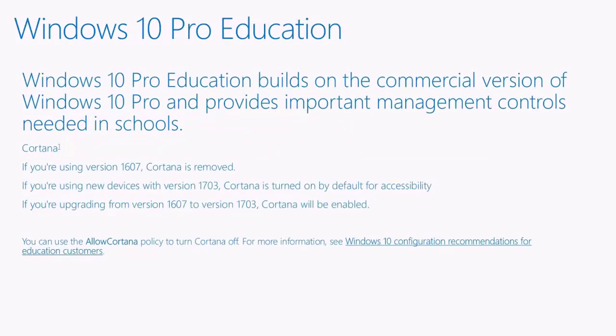So Windows 10 Pro Education builds on the commercial version of Windows 10 Pro and provides a lot of these education-specific settings, such as disabling tips, tricks, and store suggestions. And Cortana is now enabled for accessibility after 1703. If you don't want to do Cortana for whatever reasons, there's plenty of ways to disable that with policies or registry keys. But we found due to accessibility reasons, it's been very, very helpful to have it turned on. So that's the Pro Education version.